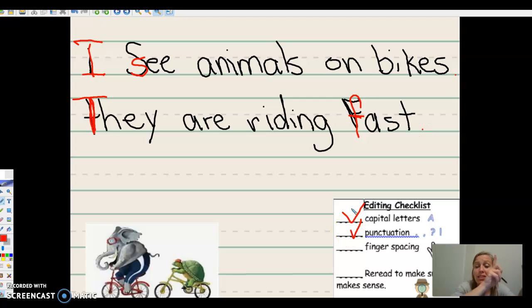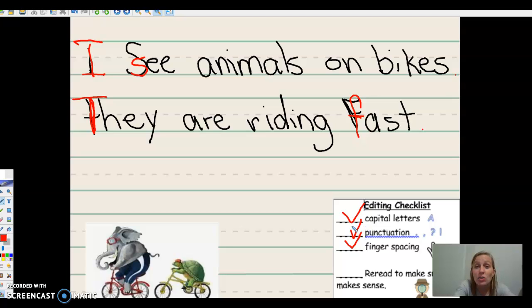Now I'm checking for spacing, so get your finger ready to check our spacing in between every word. I see animals on bikes. They are riding fast. There are spaces between all of my words, so I'm going to check that off.